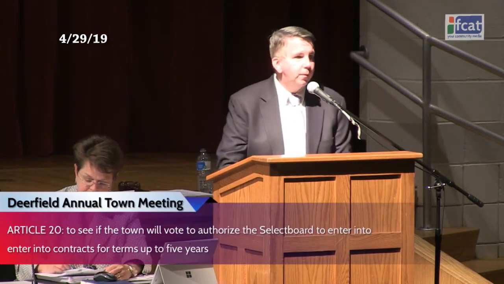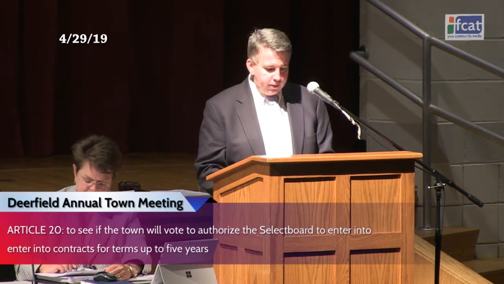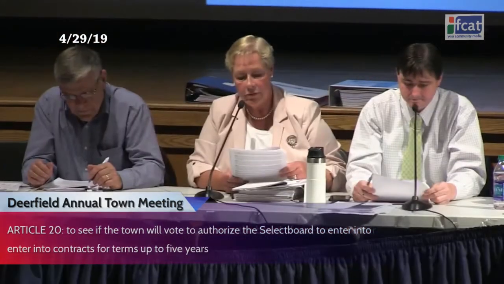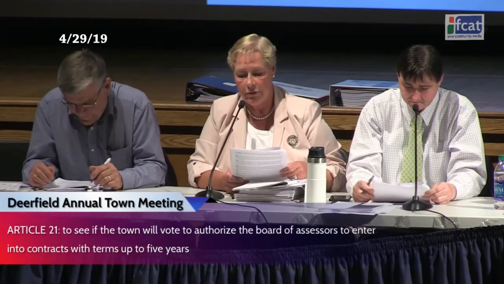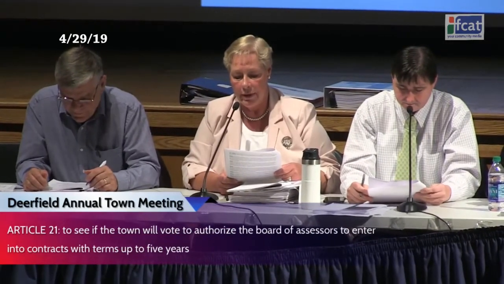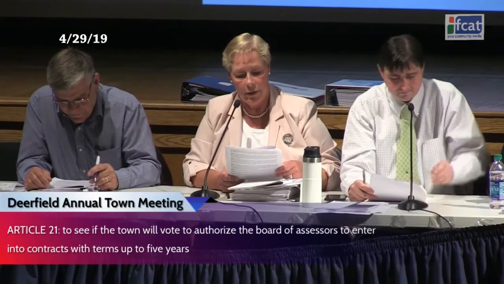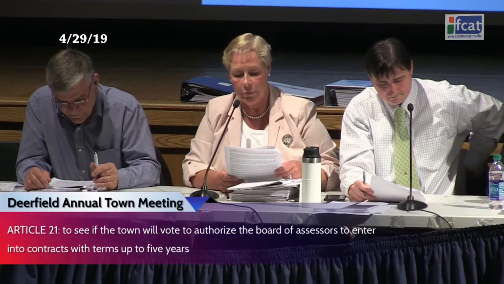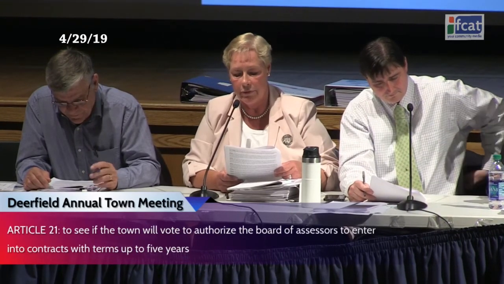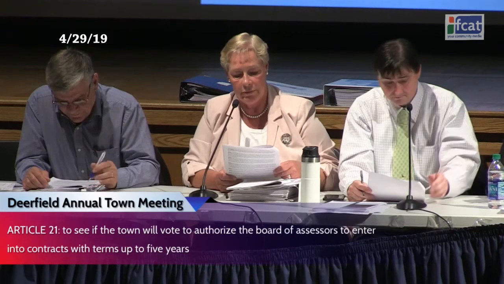Opposed? Motion carries. Article 21, Ms. Shores-Ness. I move the Board of Assessors is hereby authorized pursuant to Mass General Laws, Chapter 30B, Section 12B, to enter into and negotiate contracts as the Board of Assessors deems necessary or beneficial to the town for terms of not more than 5 years.